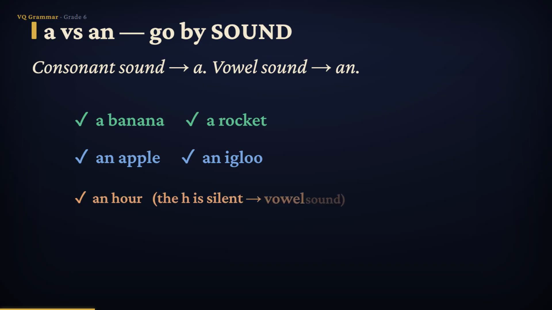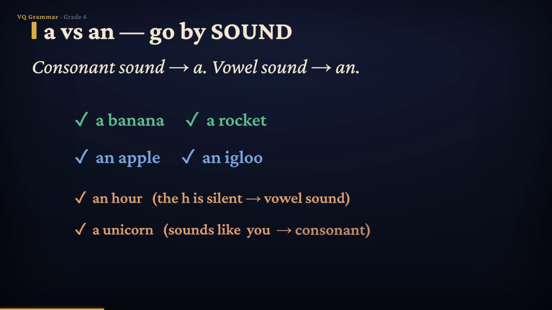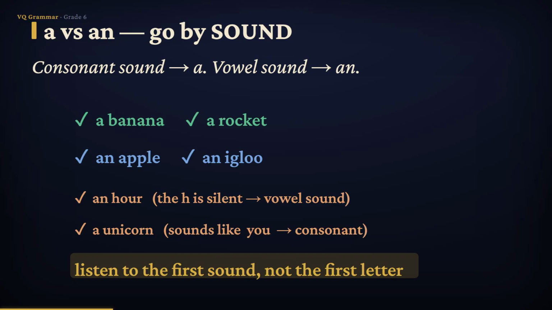We say an hour because the H is silent, so it actually begins with a vowel sound. And we say a unicorn because unicorn starts with a U sound, which is a consonant sound. So always listen to the first sound, not the first letter.